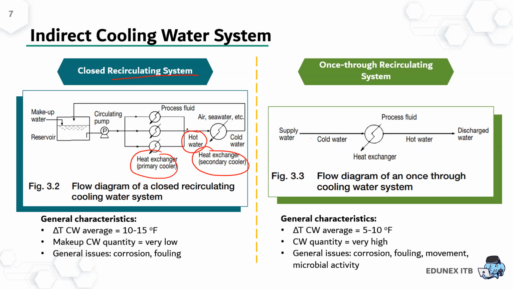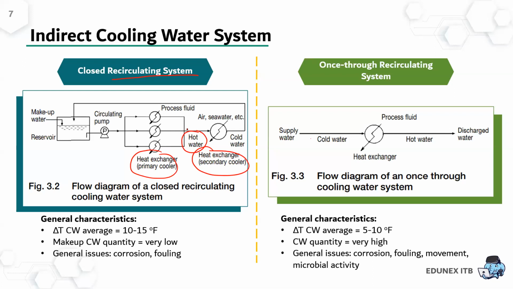Okay, so the main features in the closed recirculating system is that the water loss is usually very, very small compared with the open recirculating system, because we know that the system is closed, so the water loss will of course be smaller, and also the concentration of dissolved solids by evaporation rarely occurs.